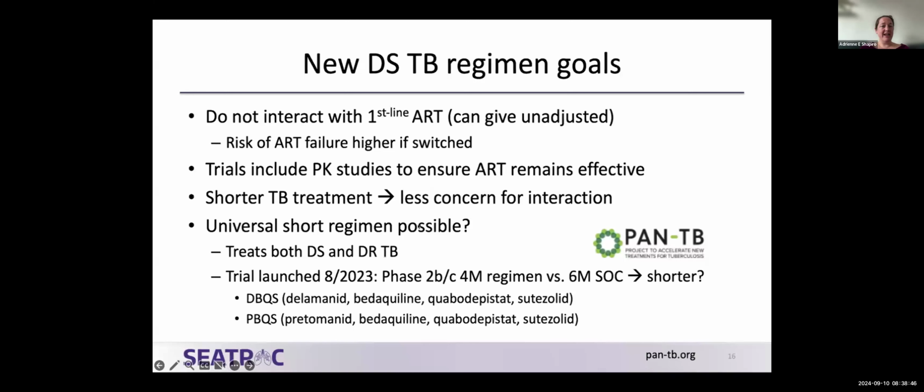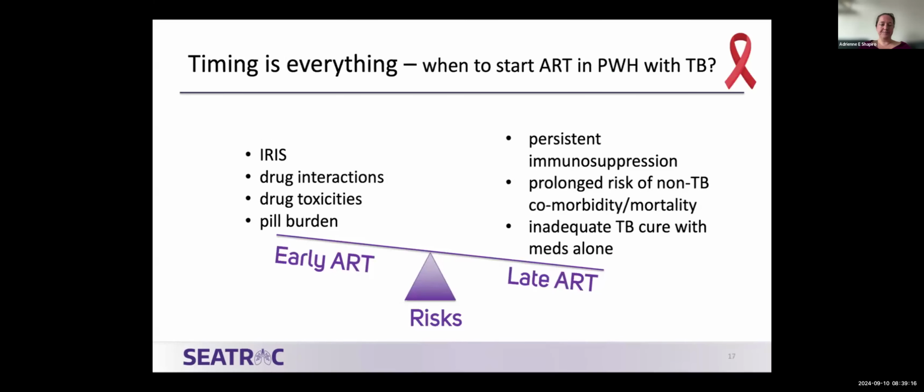And one thing that's now being actively investigated is consideration of whether a universal short regimen is possible. Universal meaning it treats both drug-sensitive and drug-resistant TB. So there are current ongoing trials that have been initiated in the PAN-TB consortium using these combination regimens, and we should have some results in the semi-near future about whether these are effective at shortening treatment regimens and can be used regardless of the drug resistance.